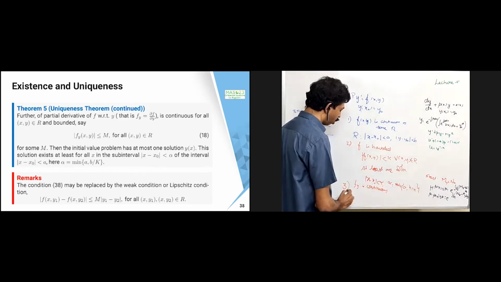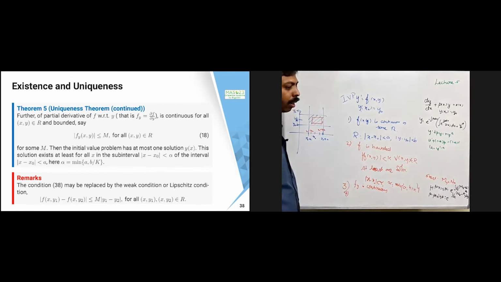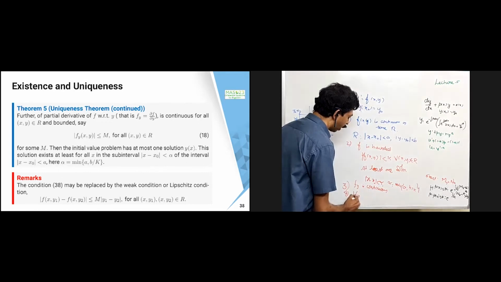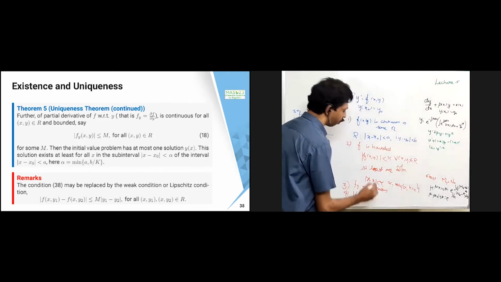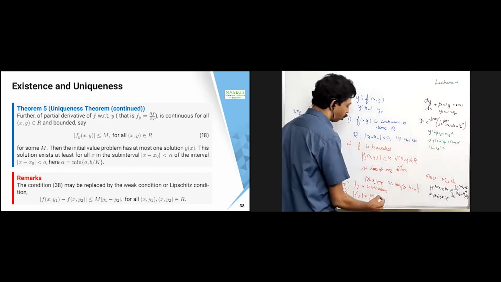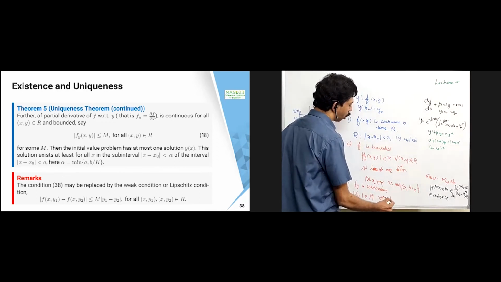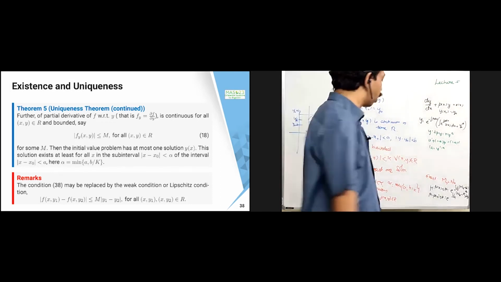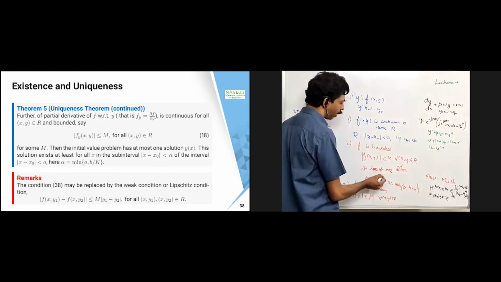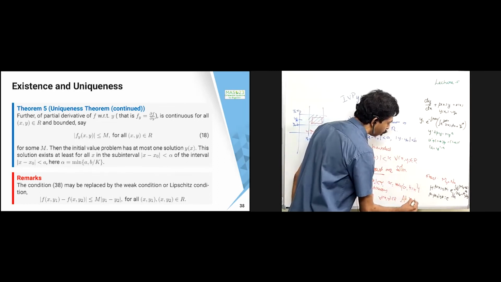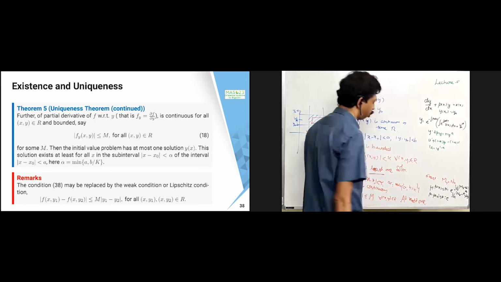Condition number 4: not only should f_y be continuous, it should also be bounded. So there should be some m such that f_y of x comma y is less than or equal to m for all x comma y in R. These 4 conditions are required in order to have a unique solution. So here I am going to say at least one solution, and here at most one solution, which means uniqueness comes.